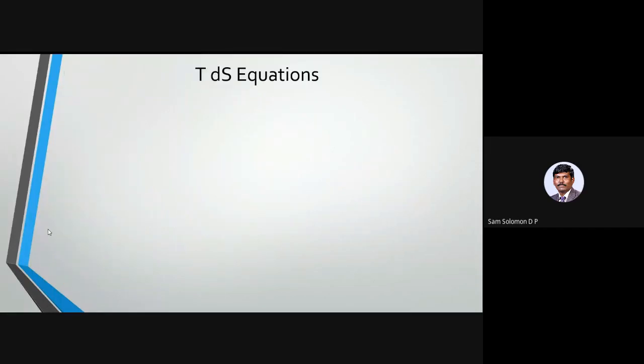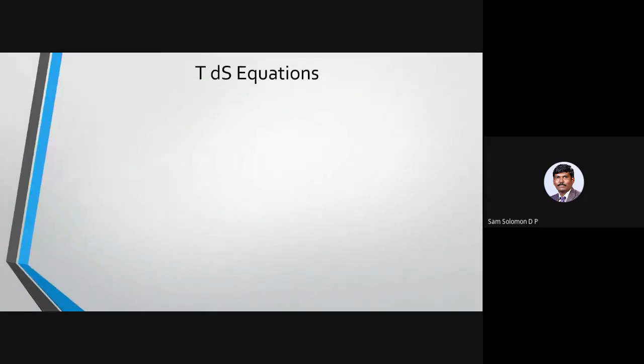So the next topic is the TdS equations. We have already learned two TdS equations when we talked about entropy, and now we will deal with TdS equations which can be derived from those equations also, but now let's look at it from another point of view. It would be better if you take a pen and notebook and just note it down as we move on.